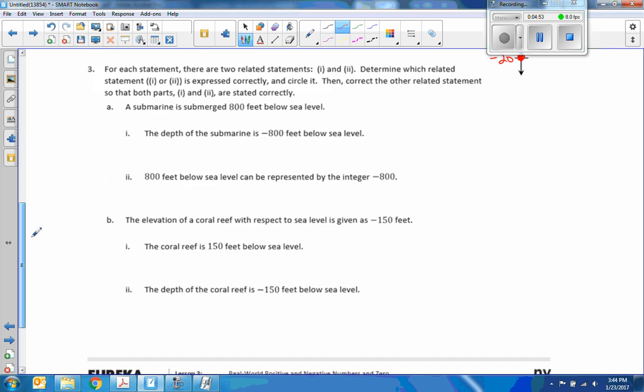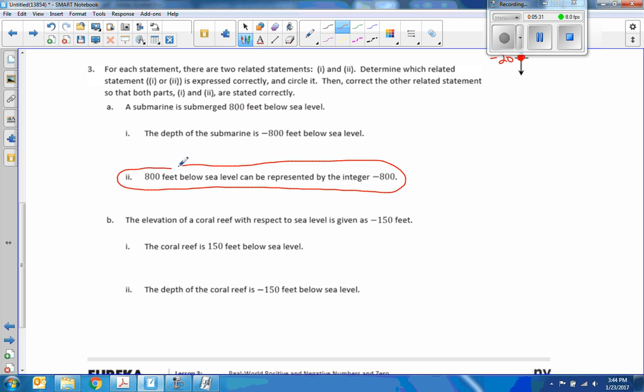For three, for each statement, there are two related items, one and two. Determine which related statement, one or two, is expressed correctly and circle it. Then correct the other related statement so that both parts one and two are stated correctly. So here's A. A submarine is submerged 800 feet below sea level. The depth of the submarine is negative 800 feet below sea level. 800 feet below sea level can be represented by the integer negative 800. This is the correct statement.